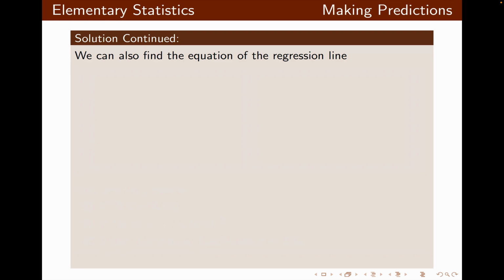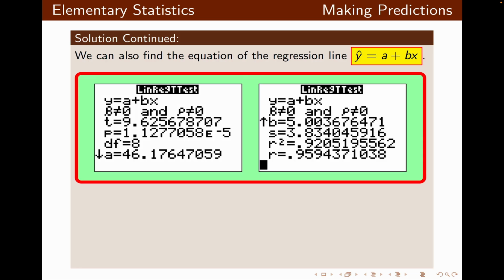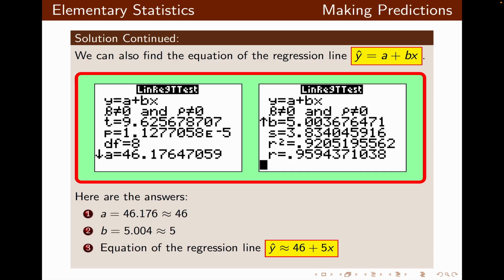We can also find the equation of the regression line. a is approximately 46, b is approximately 5, and the equation of the regression line will be y is approximately 46 plus 5x.